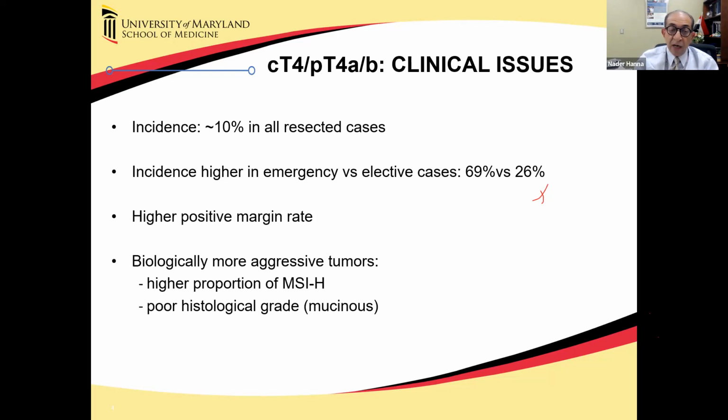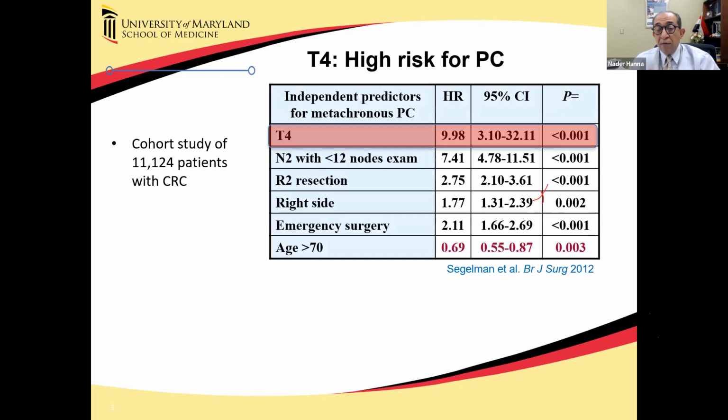These patients tend to have a higher positive margin because of the bulkiness of the tumor. And these tumors tend to be biologically more aggressive, meaning the majority of them have a higher proportion of MSI high tumor, and they tend to have a poor histological grade. They tend to be actually a mucinous tumor. We know that T4 have one of the highest risk for peritoneal carcinomatosis.